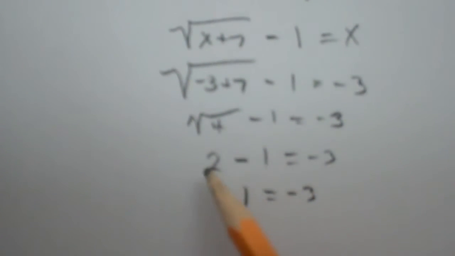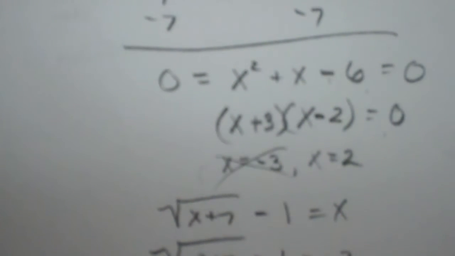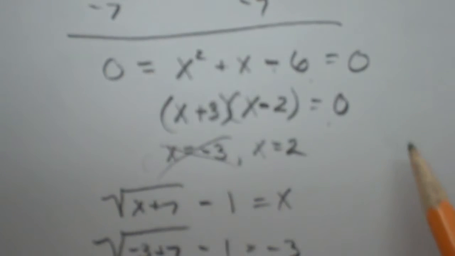The square root of 4 is 2, and 2 minus 1, is that equal to negative 3? 2 minus 1 is 1, and 1 is not equal to negative 3. That's showing me that this x equals negative 3 doesn't work. Let's try this x equals 2 instead. So we're checking x equals 2.